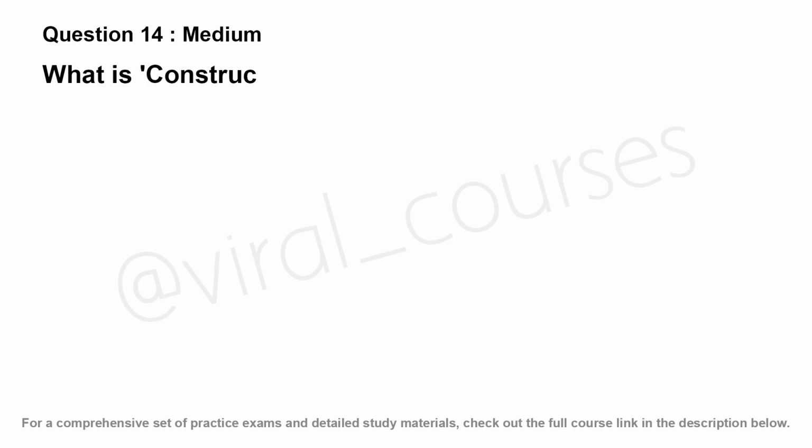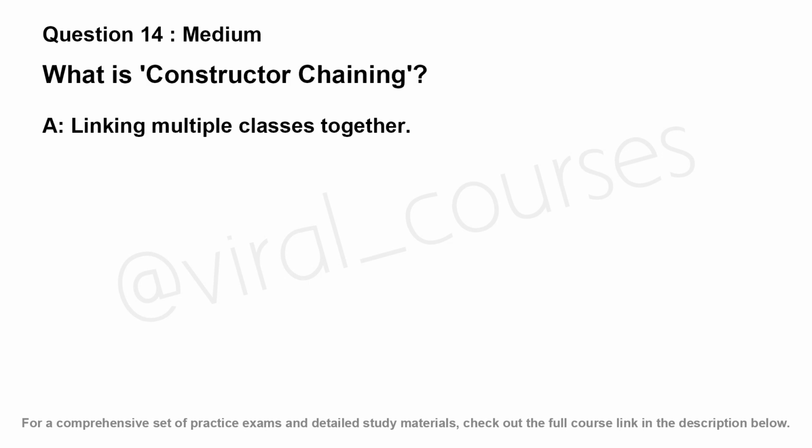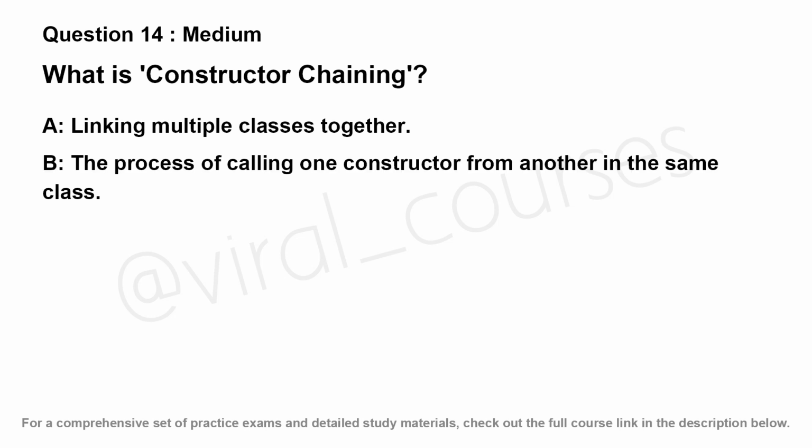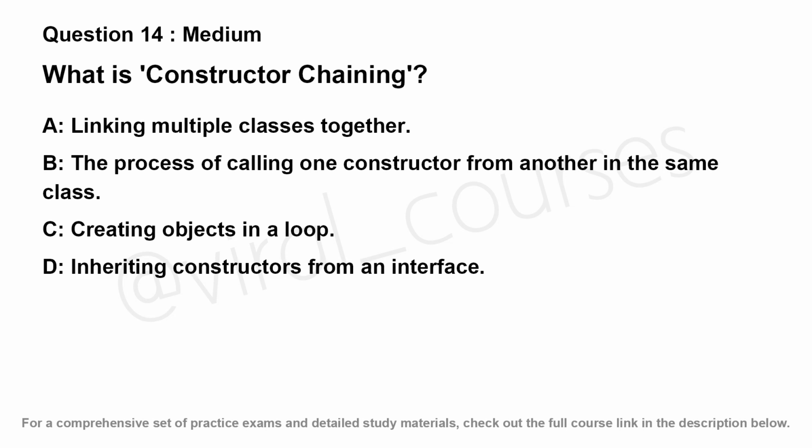What is constructor chaining? Option A. Linking multiple classes together. Option B. The process of calling one constructor from another in the same class. Option C. Creating objects in a loop. Option D. Inheriting constructors from an interface.